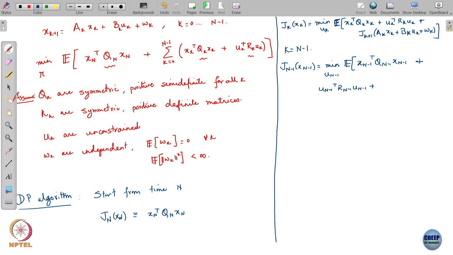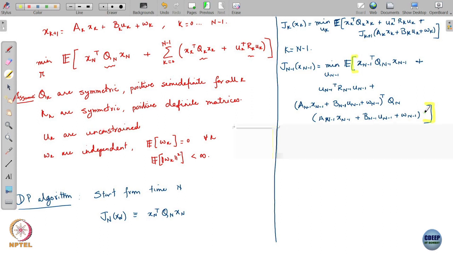So, now I am going to substitute for x n from here using this, ok. So, I am going to get a n minus 1 x n minus 1 plus b n minus 1 u n minus 1 plus w n minus 1, whole thing transpose q n, the same thing, a n minus 1 x n minus 1 plus b n minus 1 u n minus 1 plus w n minus 1, bracket close, ok. So, the expectation is now of this entire term. So, remember the expectation, the bracket opens here and it closes here. So, it is a sum of all of these terms.